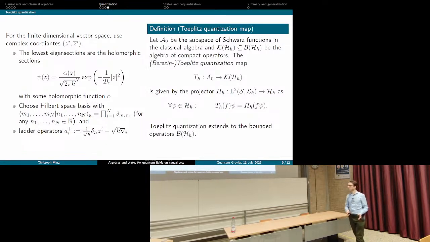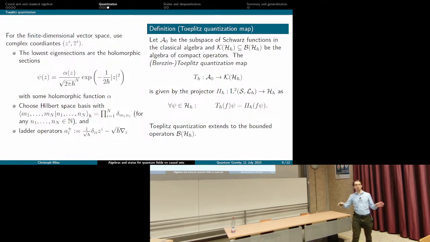Now to the last step of this. Now we have our chosen Hilbert space, and we can define our projector to this Hilbert space, and we can use this in a so-called Toeplitz quantization to map from our classical algebra that we had given before as functionals. If you take Schwartz functions here only, then we map to compact operators. But this can actually also be extended to bounded operators on the Hilbert space. The reason I take Schwartz functions here is because now I have my quantum algebra as the image of this map.